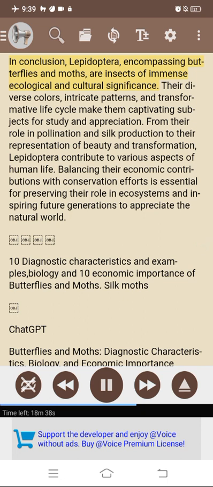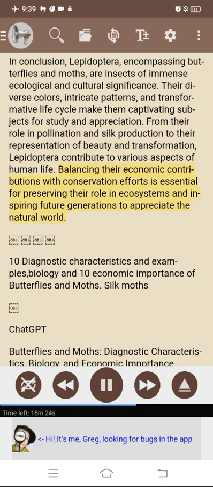In conclusion, Lepidoptera, encompassing butterflies and moths, are insects of immense ecological and cultural significance. Their diverse colors, intricate patterns, and transformative life cycle make them captivating subjects for study and appreciation. From their role in pollination and silk production to their representation of beauty and transformation, Lepidoptera contribute to various aspects of human life. Balancing their economic contributions with conservation efforts is essential for preserving their role in ecosystems and inspiring future generations to appreciate the natural world.